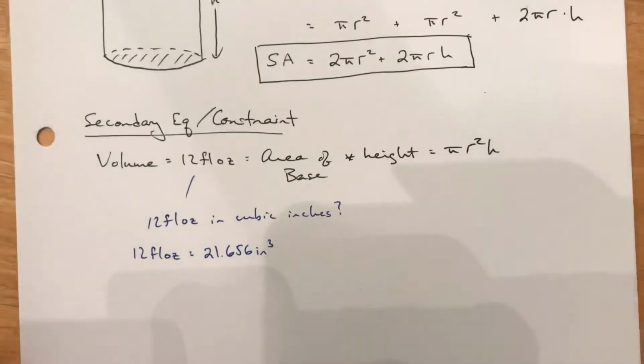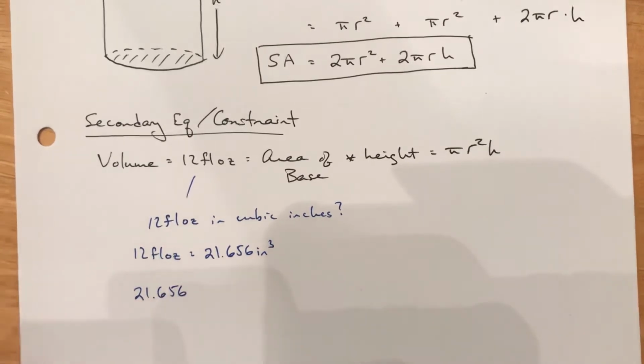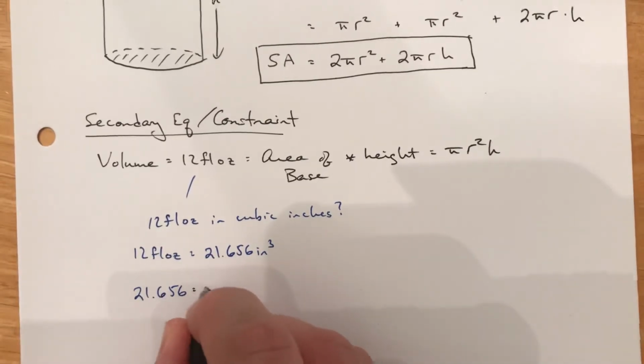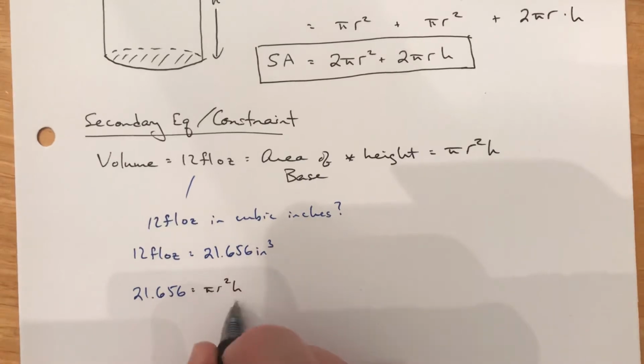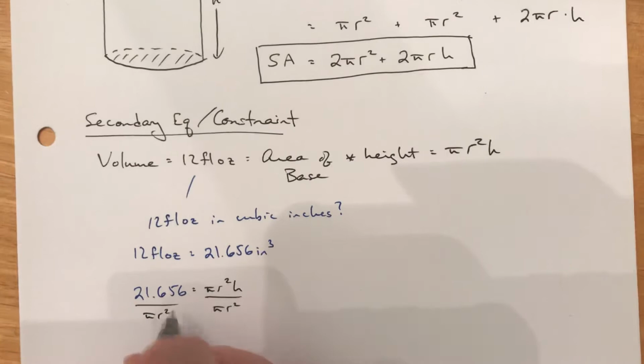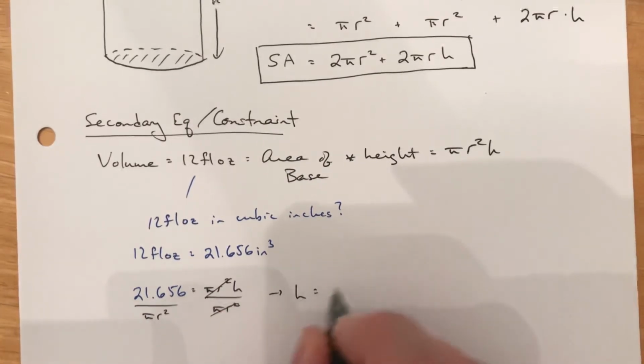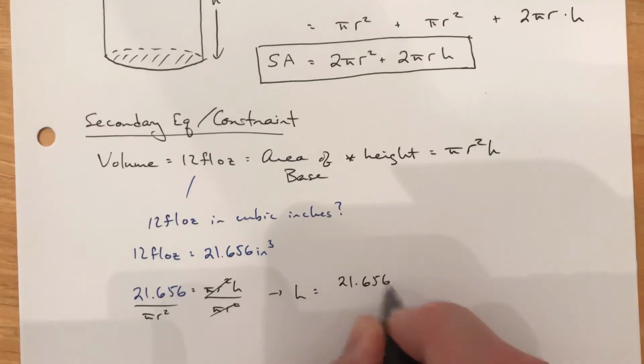So 21.656 is equal to pi r squared h. We're going to solve for h in terms of r, so that h is 21.656 over pi r squared.